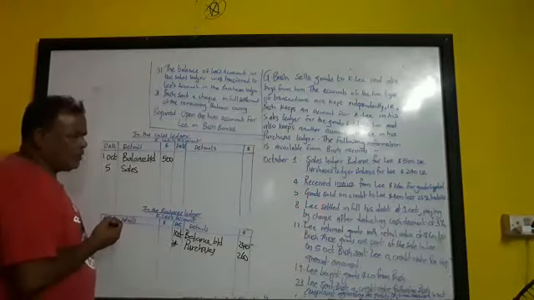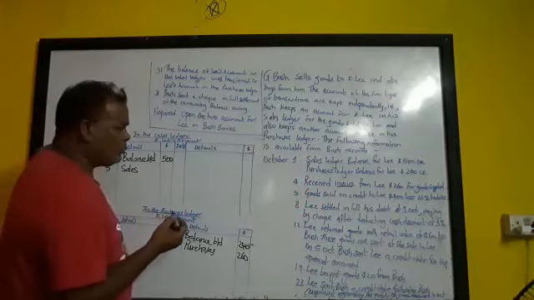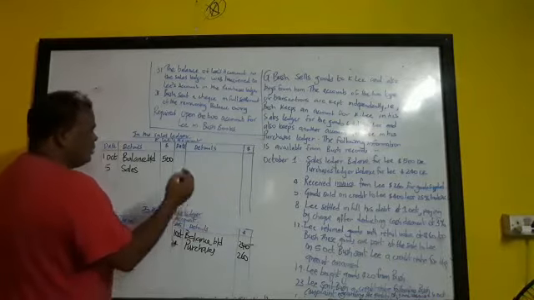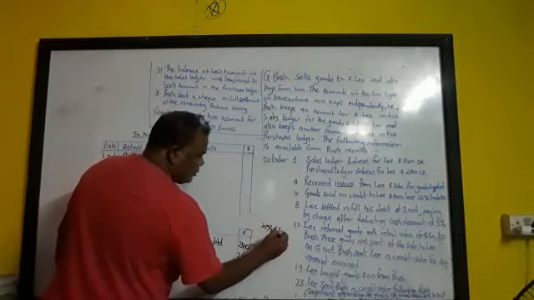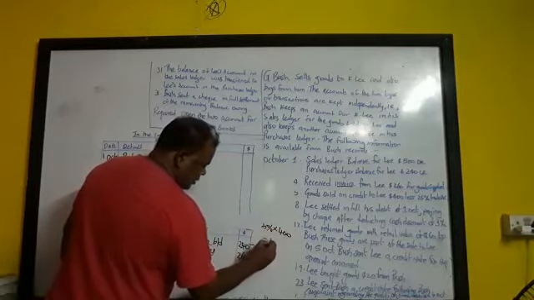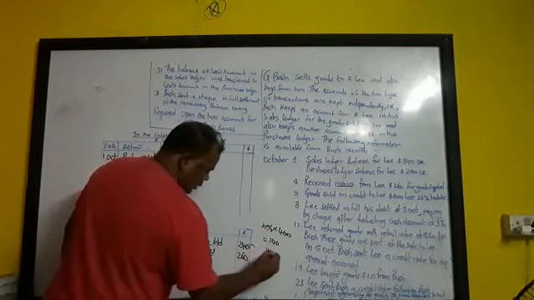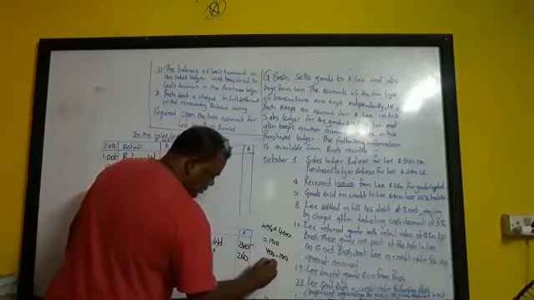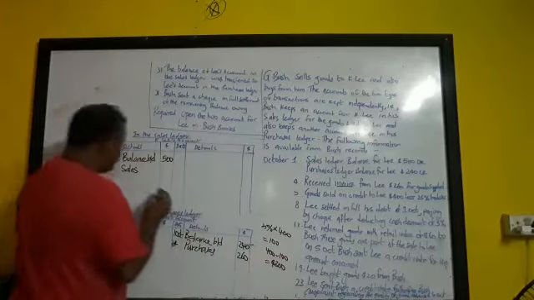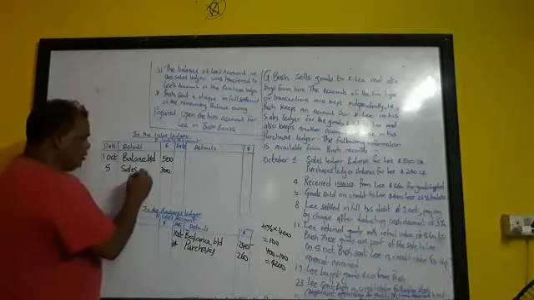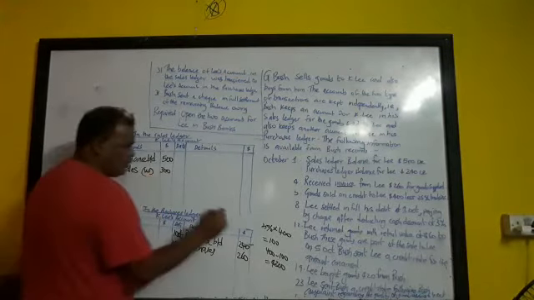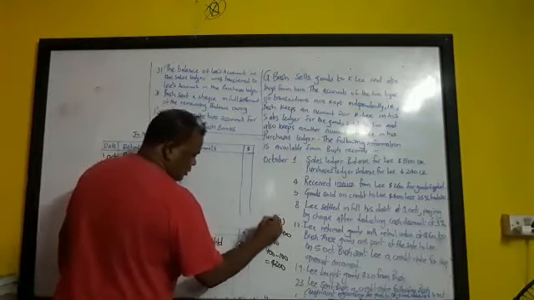So we have to calculate the trade discount, 25% of 400. This will give us 100. Therefore, 400 minus 100 gives us $300. So we have to record only $300. This is working one, $300.